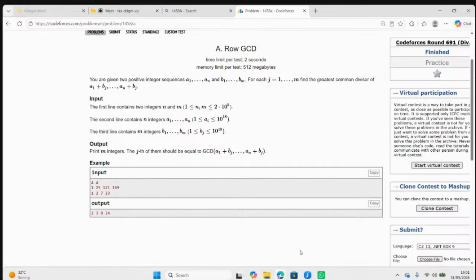I think we need to first find the GCD of A2 minus A1, A3 minus A1, and so on till AN minus A1. And then for each iterative column, we have to find the GCD of A1 plus BJ. And then we have to take the GCD of both those numbers for each row. And that's how we get the answers for each row. Yeah, exactly.